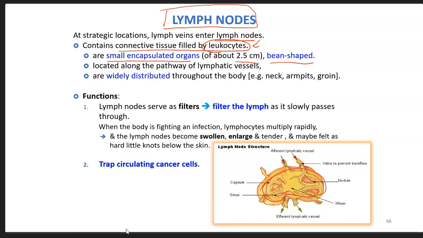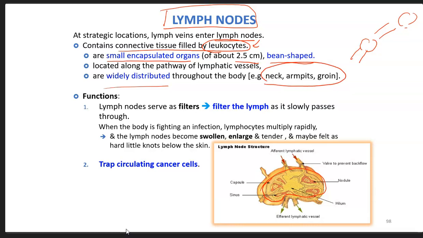Alright. So located along the pathway of the lymphatic vessels. Okay, so as the lymph flows through the vessels, dia akan jumpa dengan lymph nodes. Bila dia mengalir lagi, jumpa dengan lymph nodes. Okay, throughout the lymphatic system, there are many lymph nodes. So they are widely distributed throughout the body, especially in this region. Okay, the neck, the armpit, and also groin.